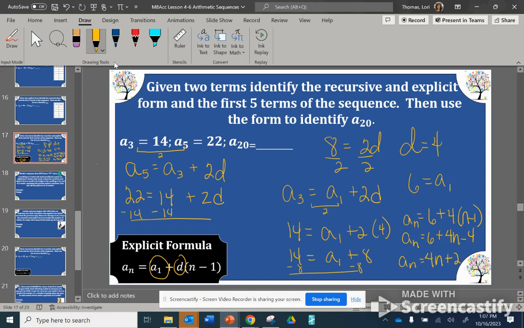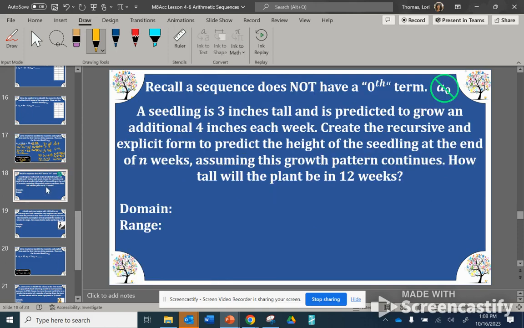Now we can get any term we want. So if we are looking for the 20th term, we can simply plug in 20 for n. Remember, n represents the location, so we want the 20th term. And we multiply 4 times 20, that is 80, and then 80 plus 2 is 82. So that is how you find the explicit formula when you have 2 terms of a sequence and neither one is your first term.